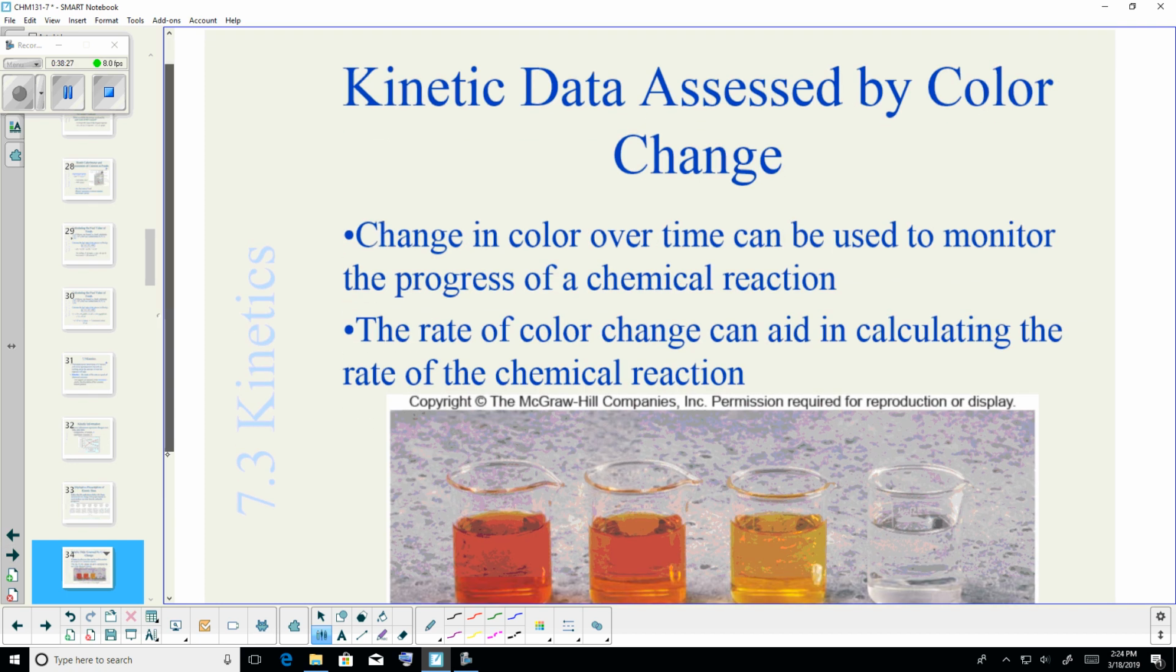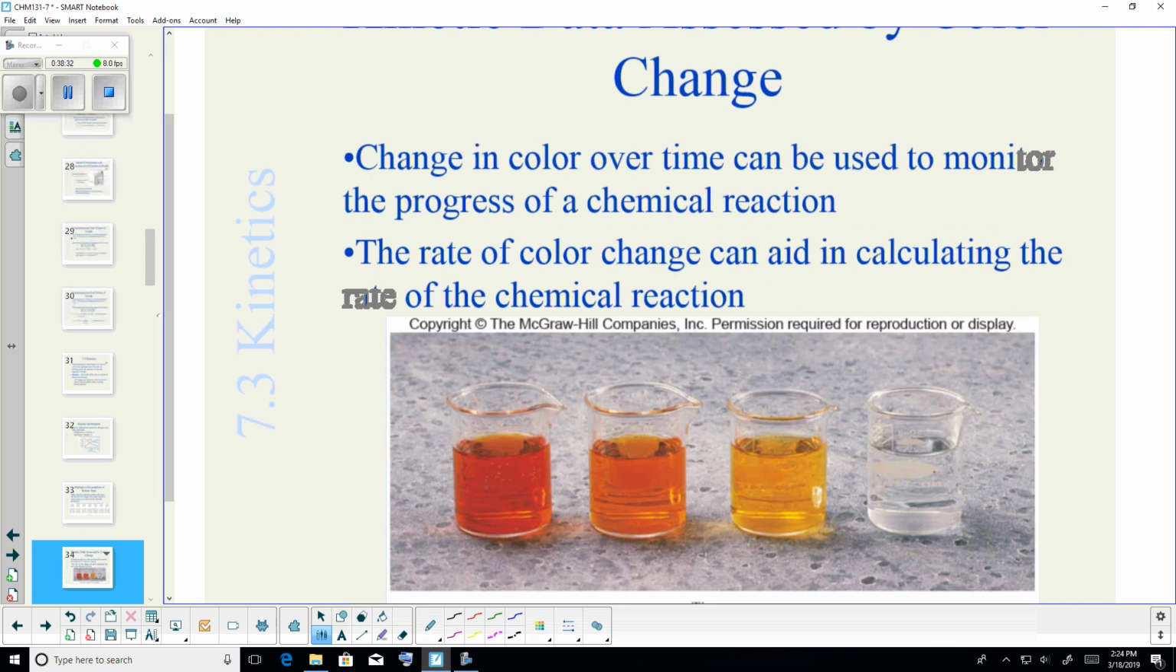So here we see this is an actual reaction. It starts off orange, and as it goes closer and closer to completion, it becomes clear. So if we stick this in what's called a spectrophotometer and look at the absorbance of the orange color, we're going to see over time it's going to decrease. So those values are going to go down. Then we can do some math and figure out what rate it's going down at, which will tell us how fast it's going.